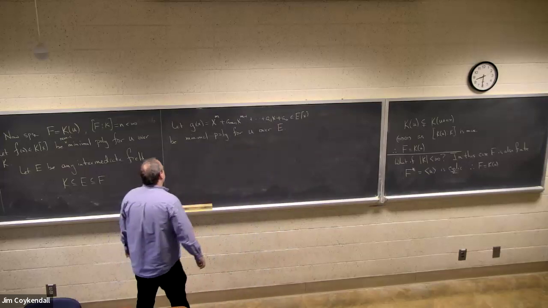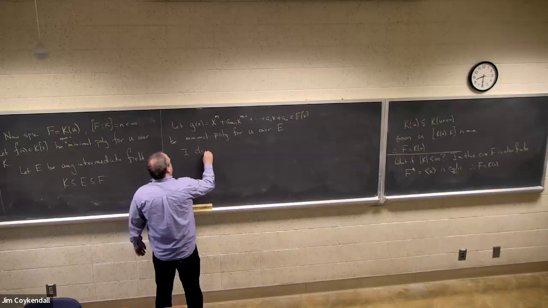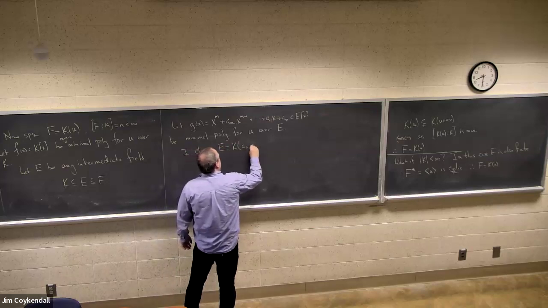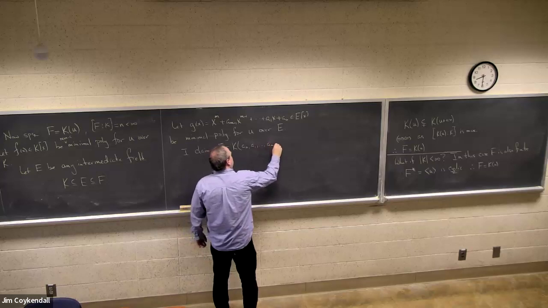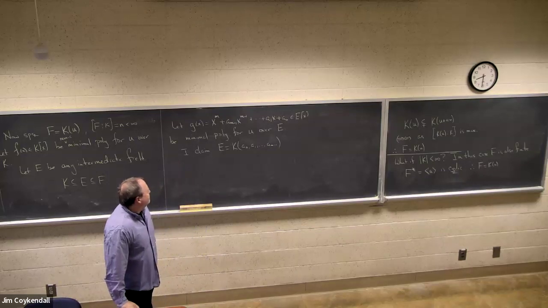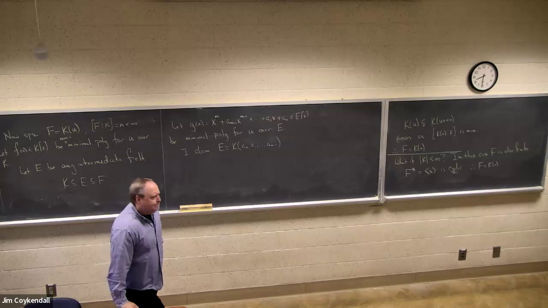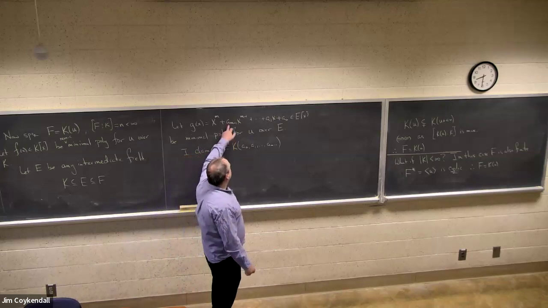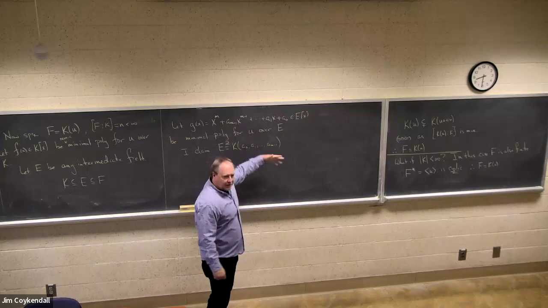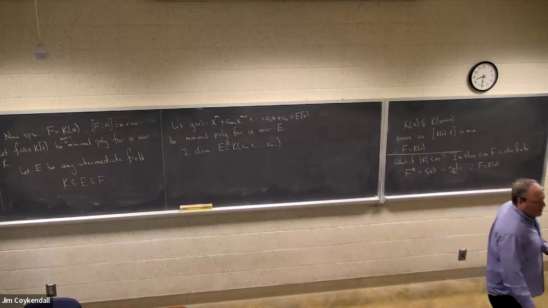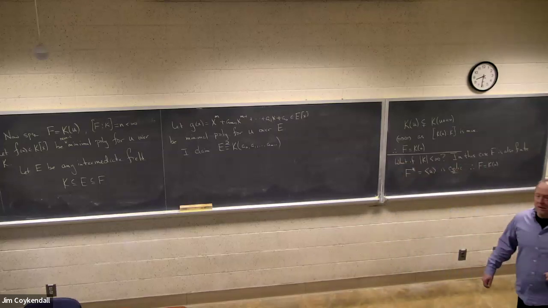I claim E is A. Let me point out that A is certainly contained in E, because I'm assuming that this polynomial has coefficients in A, so all these a_i's are in A, so the whole orgy of stuff is contained inside of E, so it's not a problem there. Why does the other containment work?